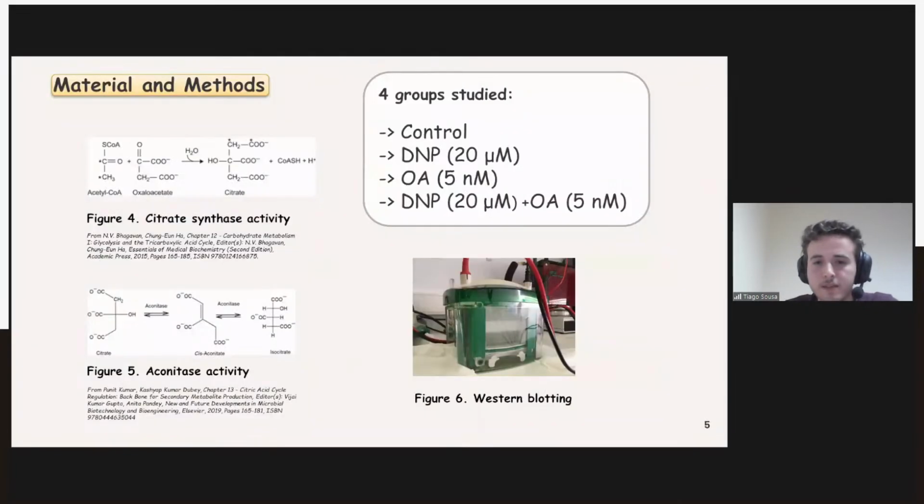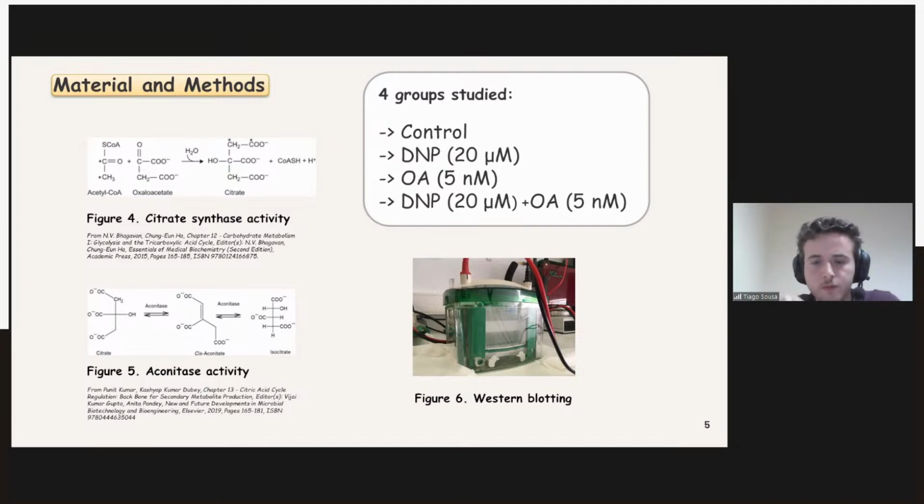And after that, we exposed them to oxalic acid and/or 2,4-dinitrophenol for 6 hours. Okay, and we know that oxalic acid acts as a serine threonine phosphatase inhibitor, a type 2A inhibitor, and we also know that this compound is used to mimic Alzheimer's disease pathology.